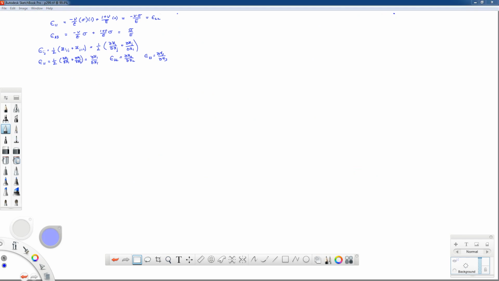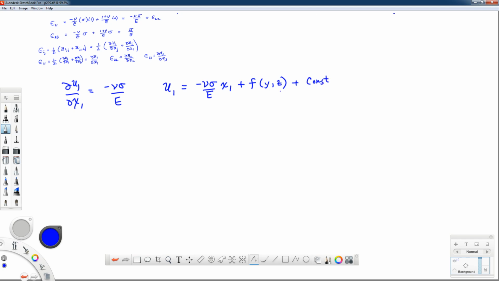Alright, so let's take a look at our first one. We have the partial of u1 with respect to x1. It's going to be equal to minus nu sigma over E. We're going to integrate a partial derivative. If we get u1 on the left-hand side, we're going to get minus nu sigma over E times x1. But since it's a partial derivative that we're integrating, we could have a function of y and/or z as part of this, and we could also get a constant of integration. Now, since we're going to be doing this a few times, I'm going to label these functions f1 and c1, constant 1, for our arbitrary function and constant.